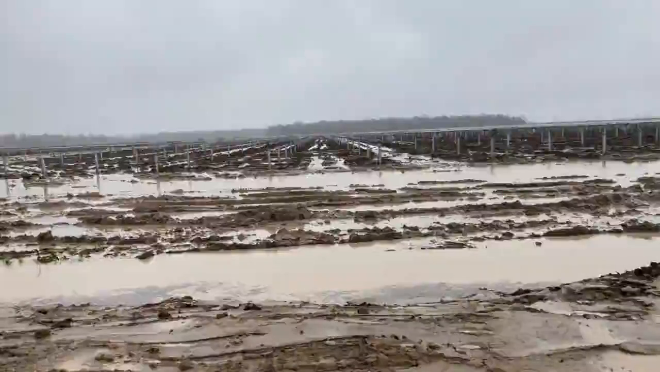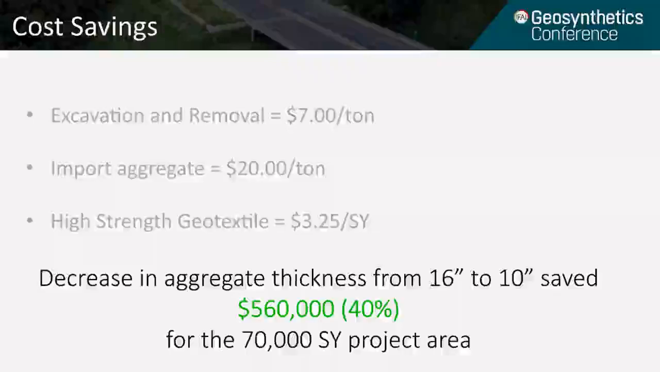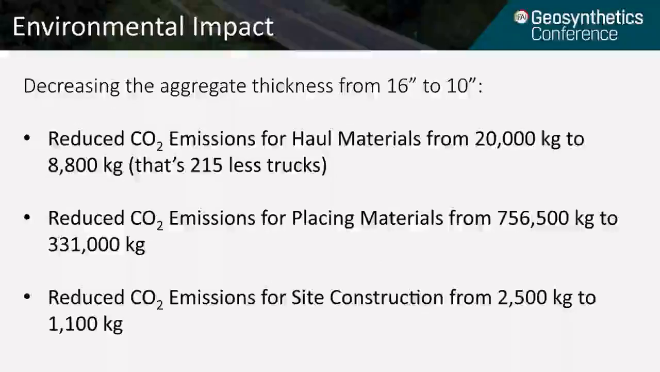In the end, we were able to treat very challenging site conditions with this mechanical treatment, and it also provided cost and economical reduction. As mentioned earlier, limiting the required over-excavation and import aggregate decreased section cost, leading to a $560,000 savings for the 70,000 square yard area. In addition, this reduced CO2 emissions due to less hauled material, less trucks, and less emissions produced during site construction activities.